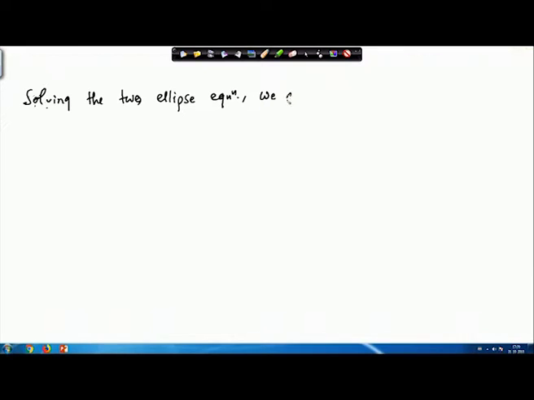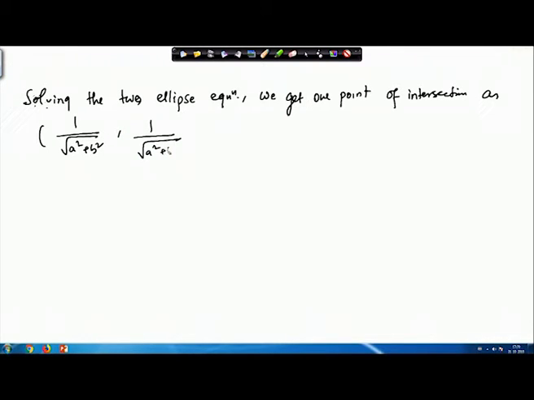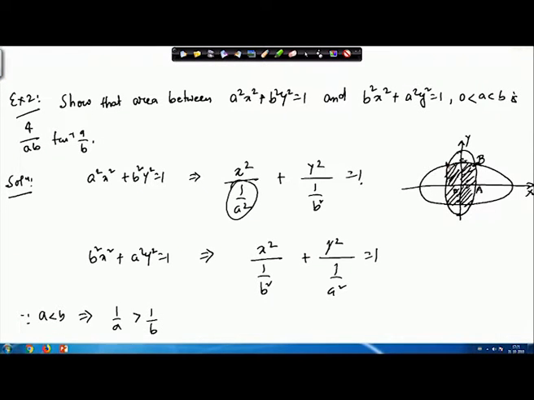We get one point of intersection as 1/√(a² + b²) and 1/√(a² + b²). So these are the two coordinates of one point of intersection of these two ellipses. Similarly, we will get the point of intersection of this point, and the point of intersection of this point.